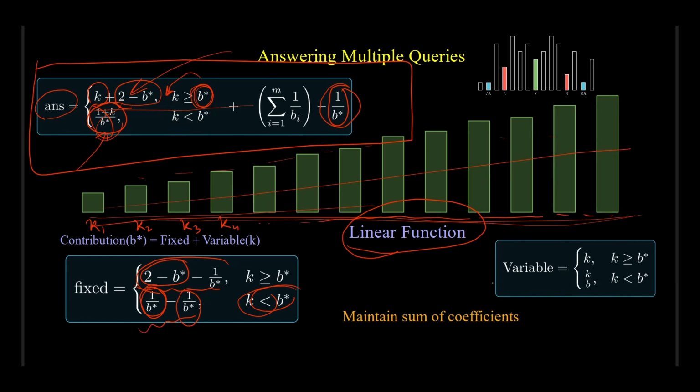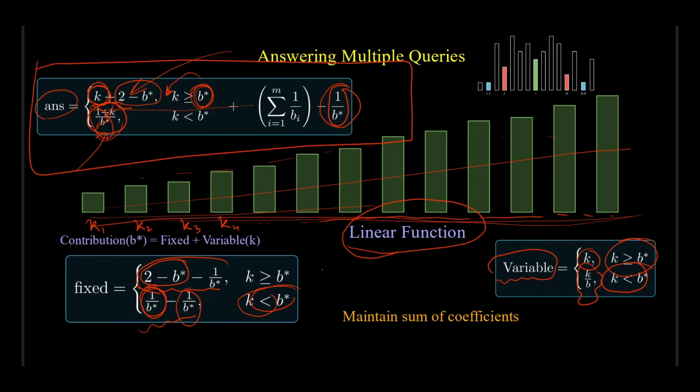And what about the variable components, the ones that depend upon k? Apart from the conditions, the variable components are this k, so we have taken it on the right hand side, and here the variable components are k upon b star, so we have taken it on the right hand side, provided that the conditions are met, right?